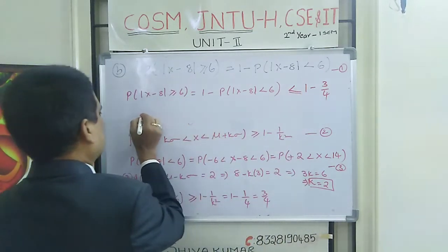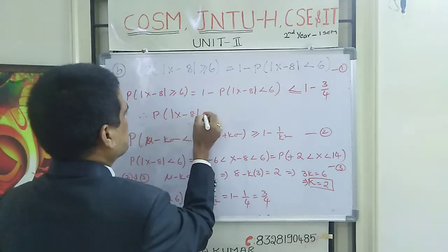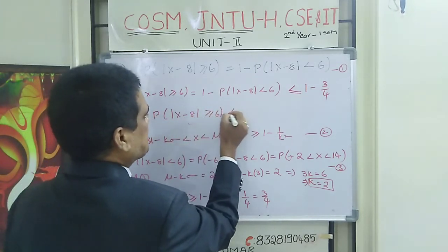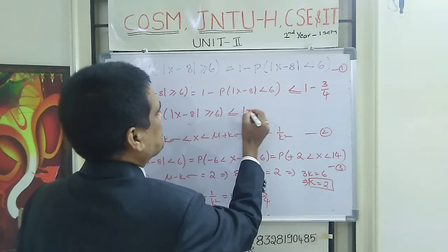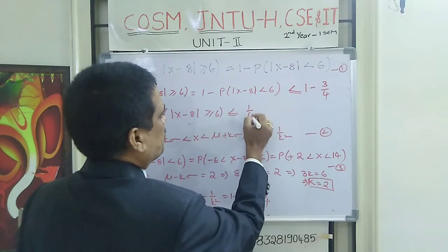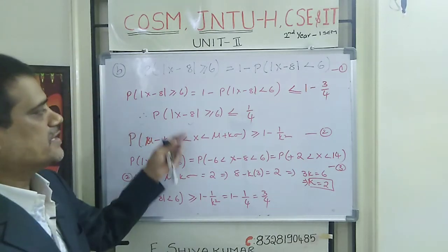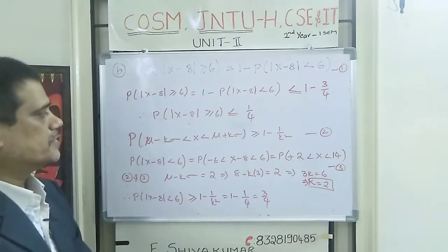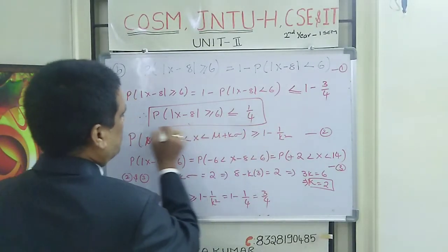So therefore P of modulus of x minus 8 is greater than or equal to 6 is less than or equal to 1 minus 3 by 4. That can be written as 1 by 4. This is the answer. So like this we can find the probability. Okay, so this is the answer for the B problem.